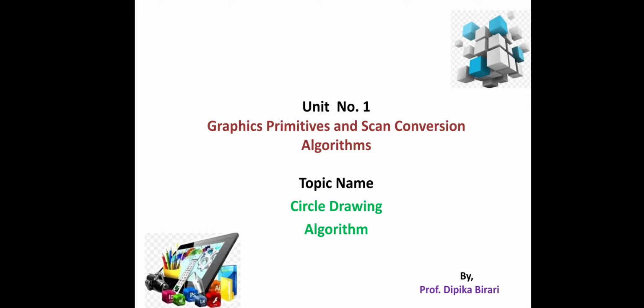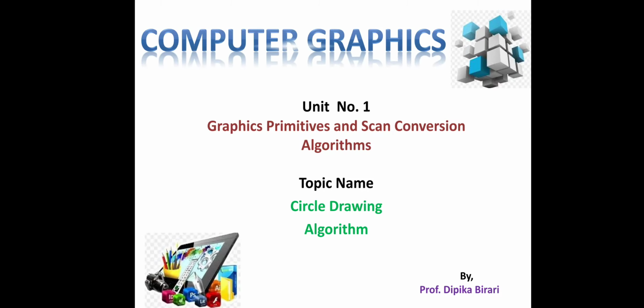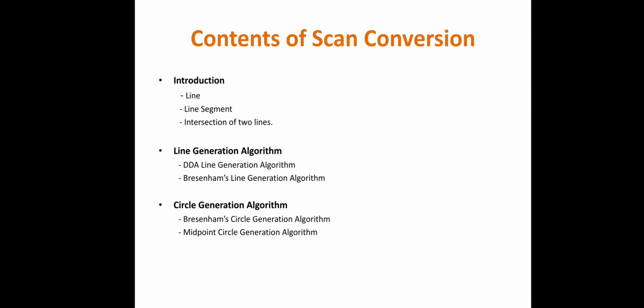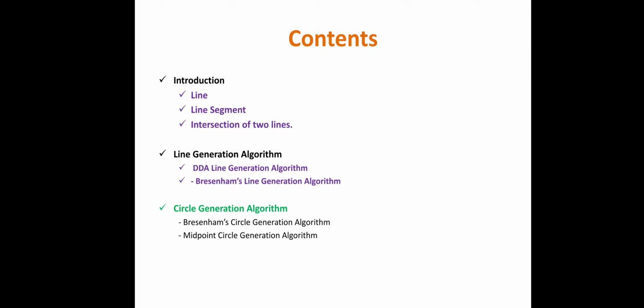Hello everyone. Today we will see the next part of scan conversion, that is, introduction to circle drawing algorithm. In the last lecture we covered line generation algorithms. In that we saw DDA and Bresenham's line generation algorithm. Now we will see the circle generation algorithm, and the two types of generation algorithm are Bresenham's and midpoint. So let's see the introduction to circle generation algorithm.